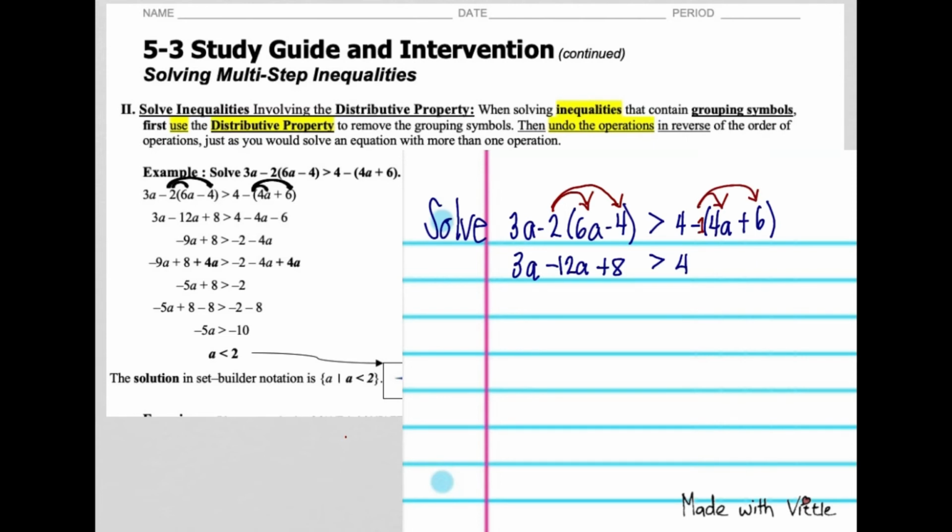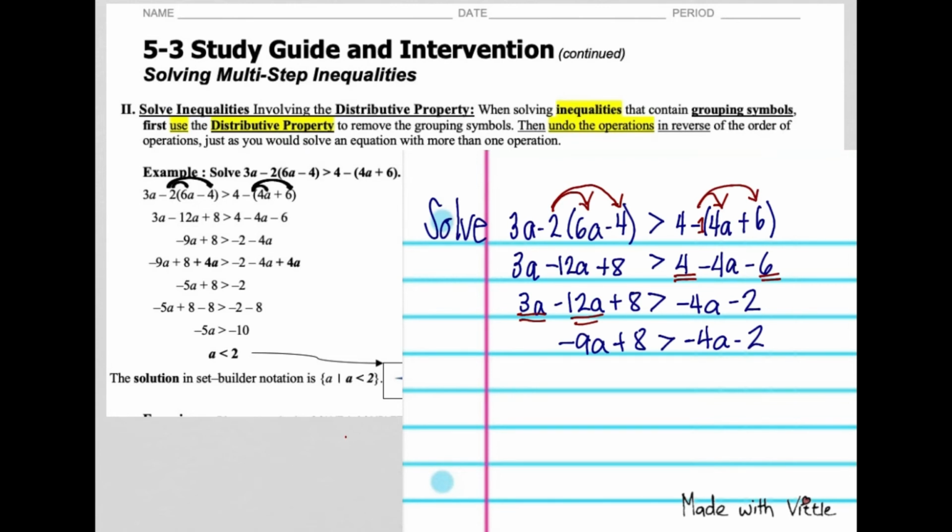Let's do the distributive property on the other side. Distribute that -1 to each term inside the parenthesis. -1 times 4a is -4a. -1 times 6 is -6. Go ahead, combine like terms. Also combine like terms on the other side of the inequality.